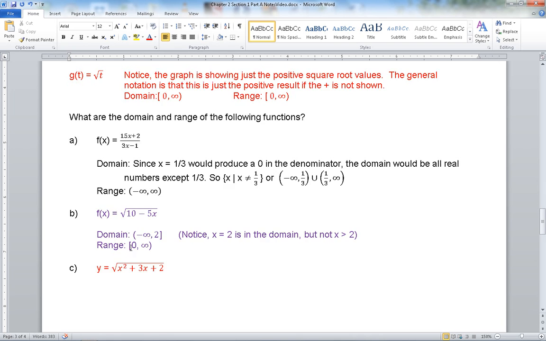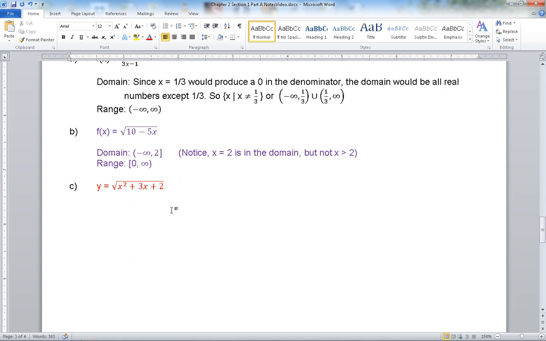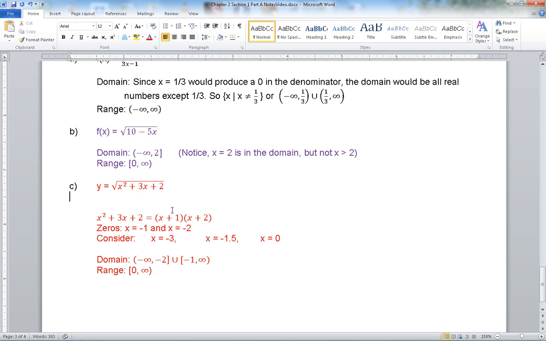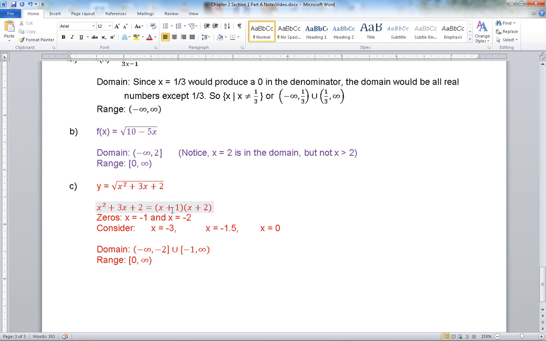What about a slightly more complicated model? What about y is defined as the square root of x squared plus 3x plus 2? Well, what do you think you would have to do? Well, I've got to be careful and make sure that x squared plus 3x plus 2 is not a negative number. It can be 0, it can be positive, but it can't be negative. So what do I have to do? Well, think about finding the zeros.